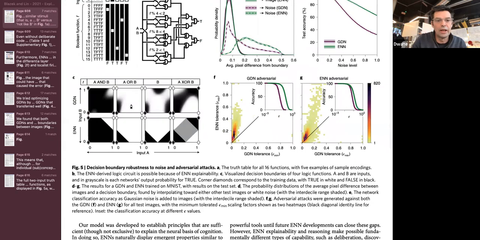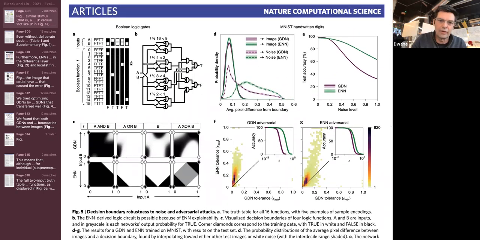No, this wasn't the, so this was the, okay, sorry, they've gone to the Boolean logic gates. Okay, they're on, apologies.